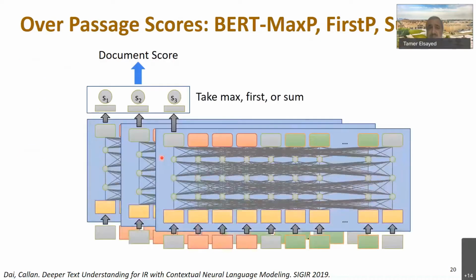Okay. Here's a sketch of the method, similar to what we saw before. Every passage would be input to BERT. We get its individual score. So if we have 3 passages, we have 3 scores. Then we take the max, or the first, or the sum for these 3 variants to be the document score.